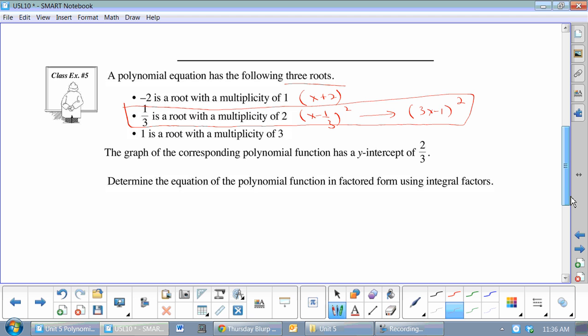And that's the trick to being able to make a good study sheet. If I read that in 3 months, 1/3 multiplicity 2, where'd the 2 go? Oh, right, that's a squared. And the 1/3, 3x minus 1, you see how that would bring back a lot. Now, 1 is a root of multiplicity 3. How would I write that? x minus 1 cubed.